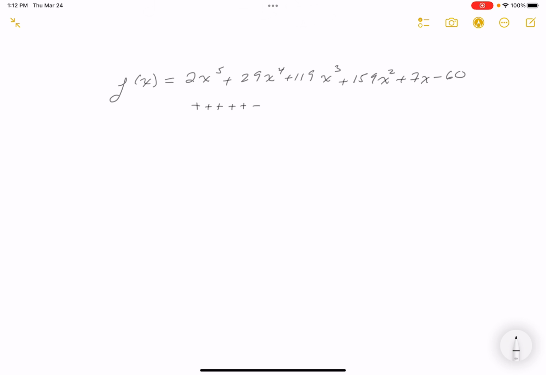Let's make sure I count it right. 1, 2, 3, 4, 5, 6. Yep. There's only one sign change. All right? So S equals 1.